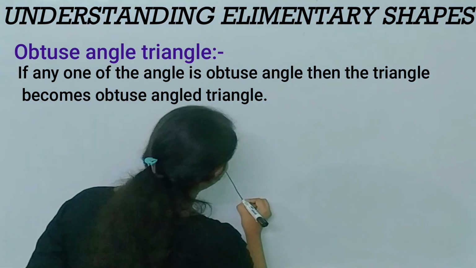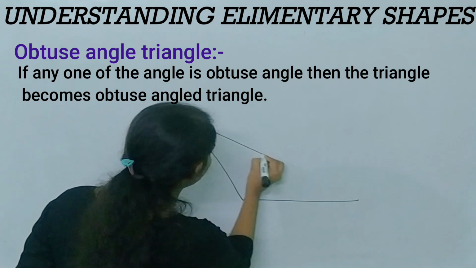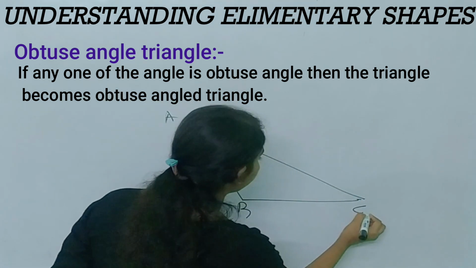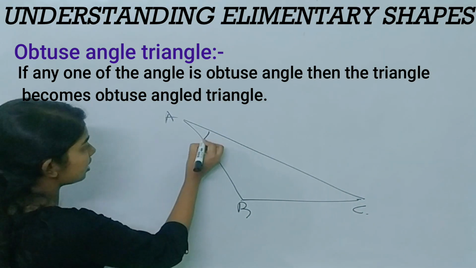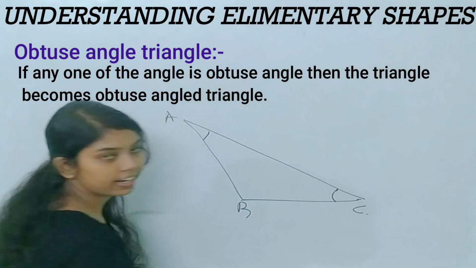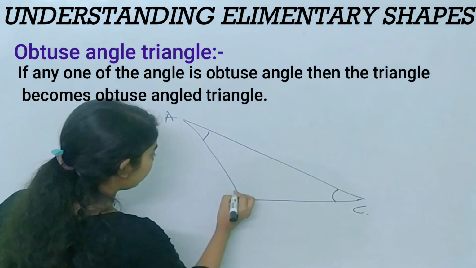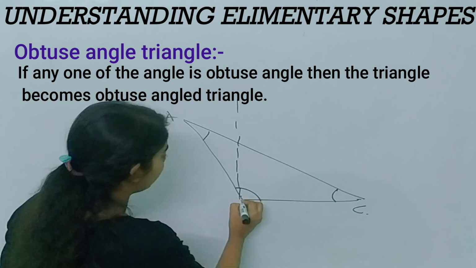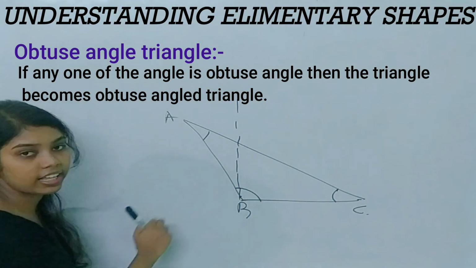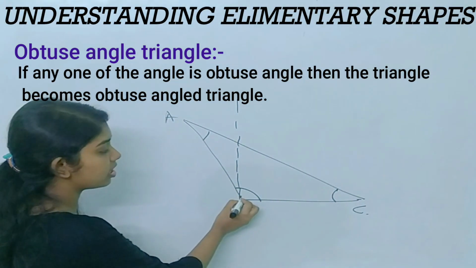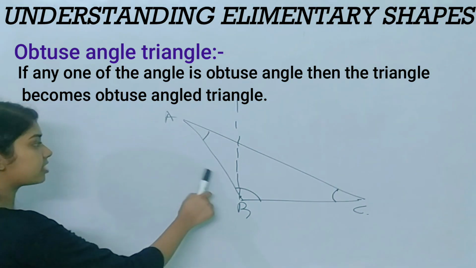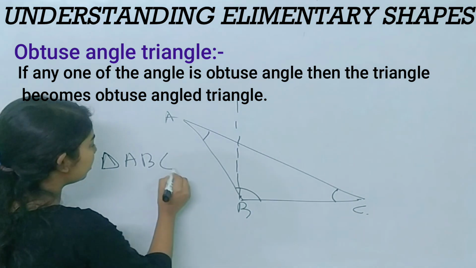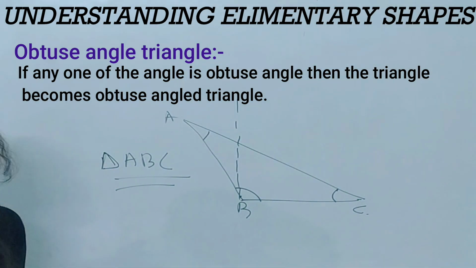Like this, you can see, this is a triangle ABC. Here you can see this is an acute angle. This is also an acute angle, but angle B is an obtuse angle. As you can see, angle B is greater than 90 degrees. So angle B is an obtuse angle. So we can say triangle ABC is an obtuse angle triangle.